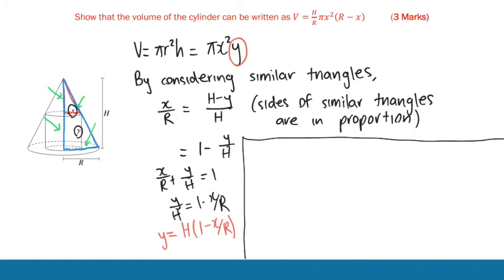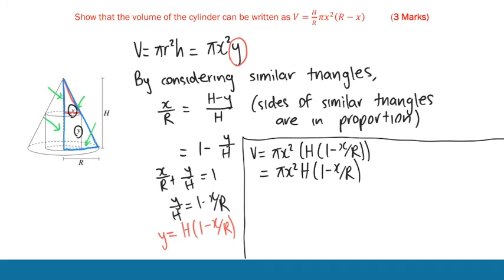And so what we're doing is, in our original volume formula, instead of writing pi x squared y, we're going to write pi x squared with what we've just found. So volume is pi x squared times h bracket 1 minus x on r. Now, of course, you don't really need those two sets of brackets. That h can just come out and join the terms out the front.